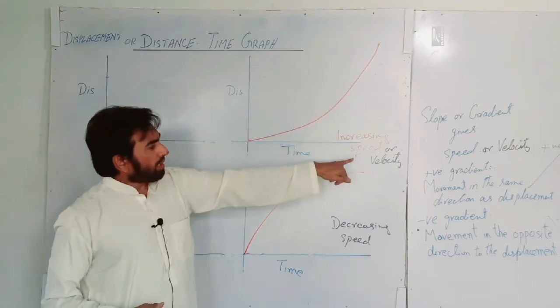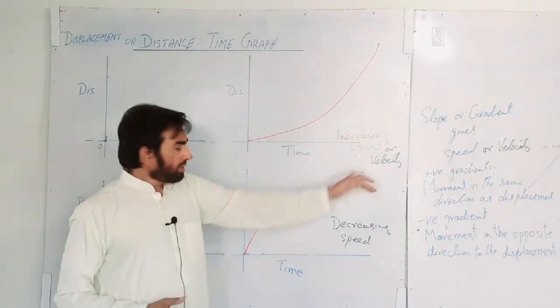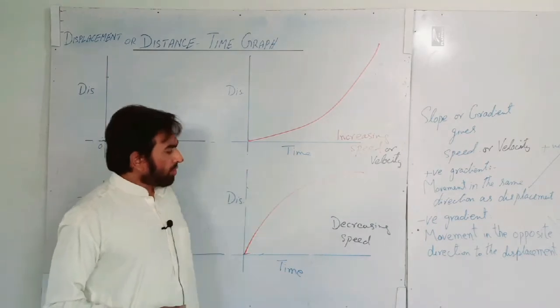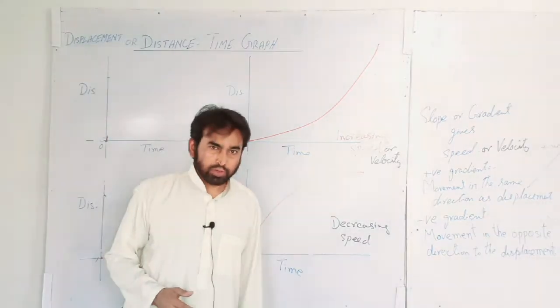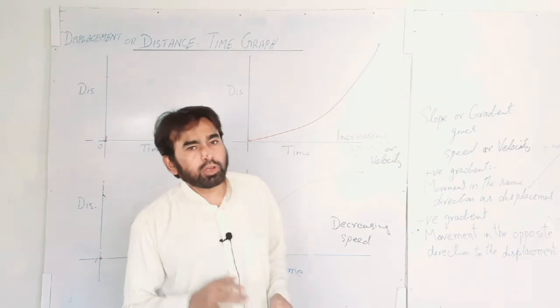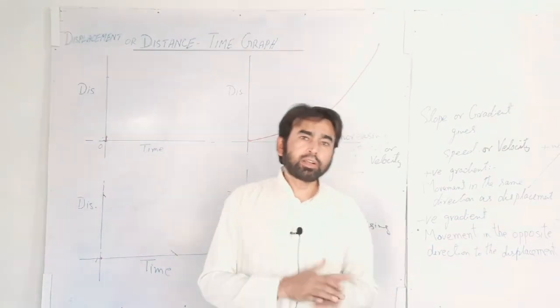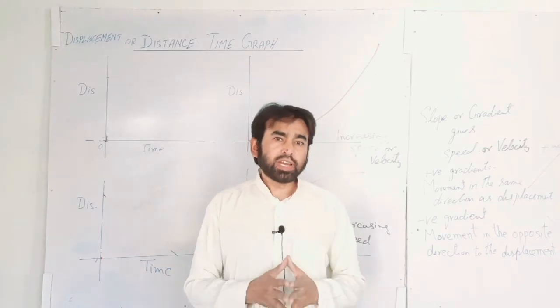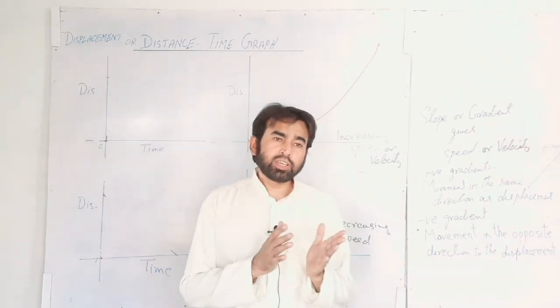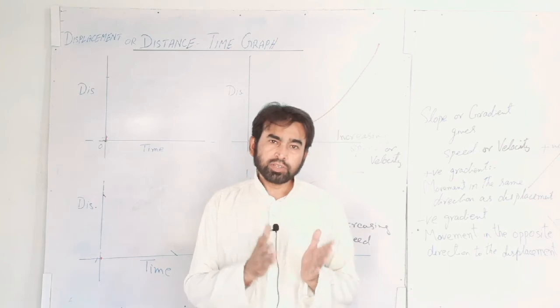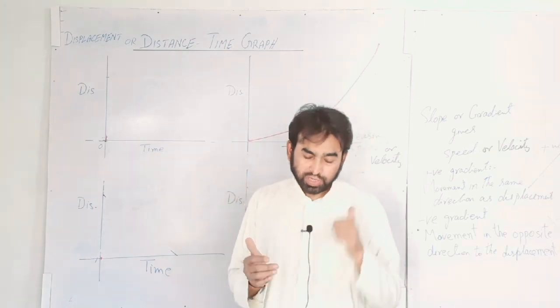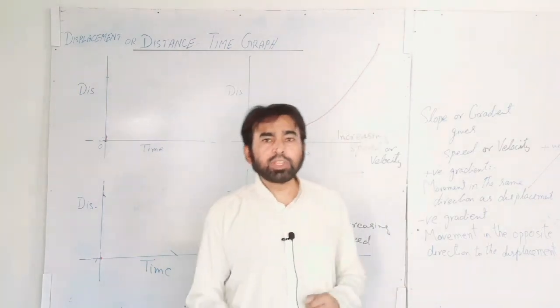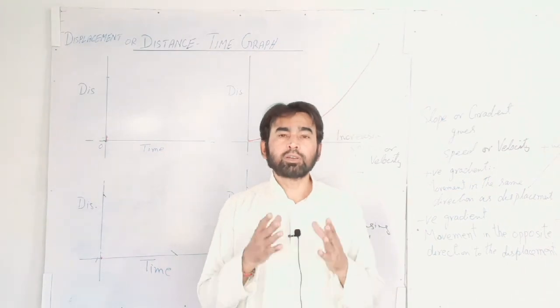This is showing increasing speed or velocity. Now this curve is showing the decreasing speed or velocity. You know that whenever the velocity is increasing or decreasing, the acceleration is there. Okay, now how can we decide that the speed or velocity is increasing or decreasing? We have to decide it from the gradient of the tangent.